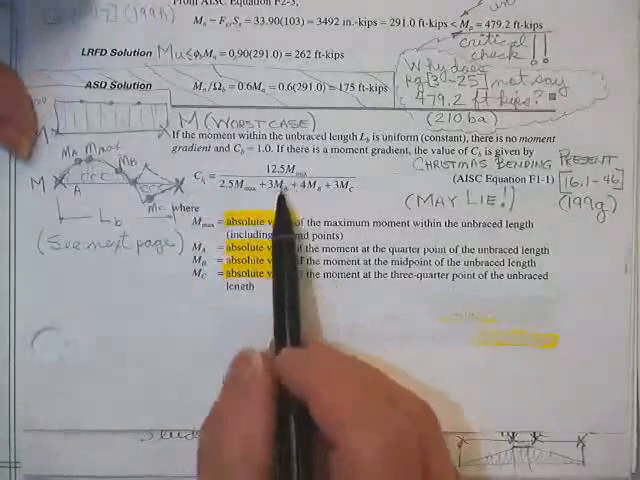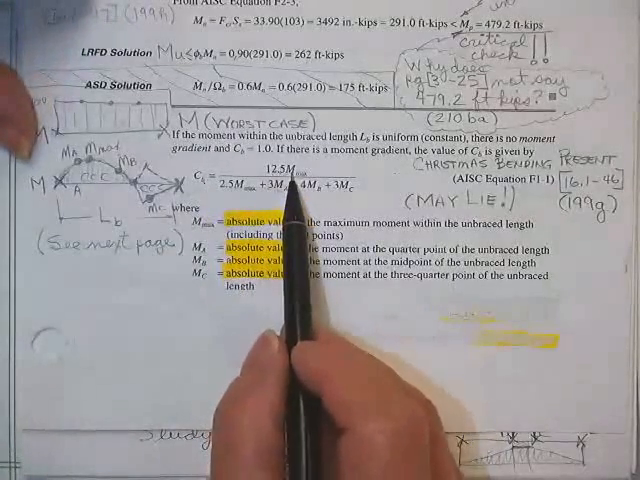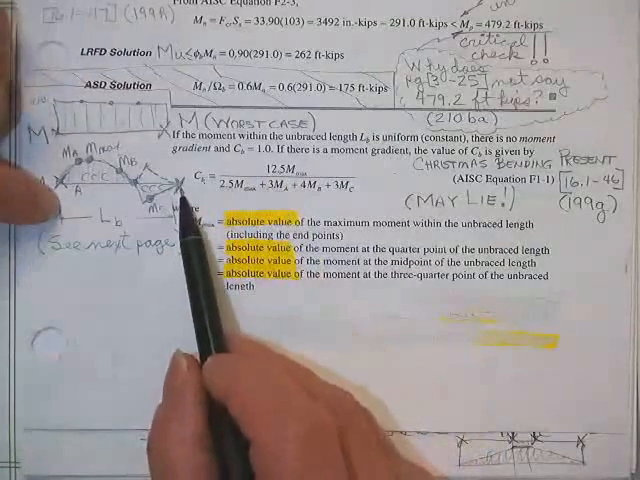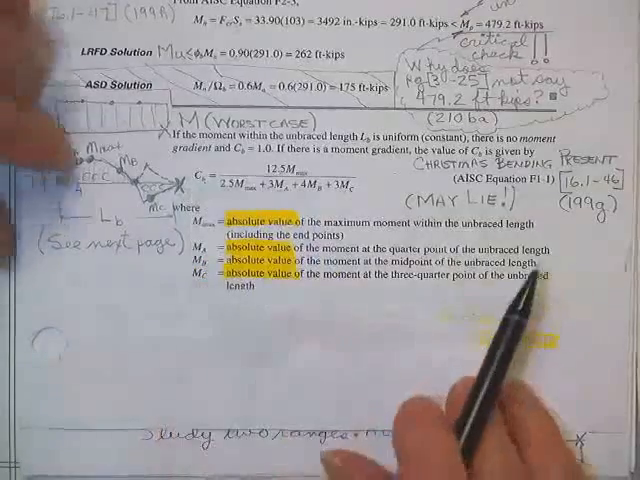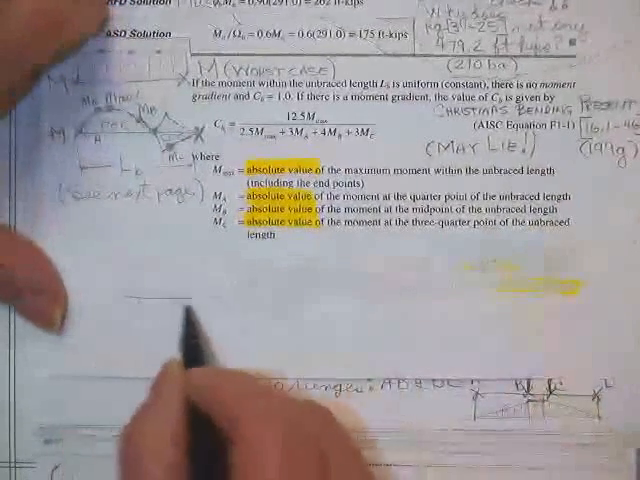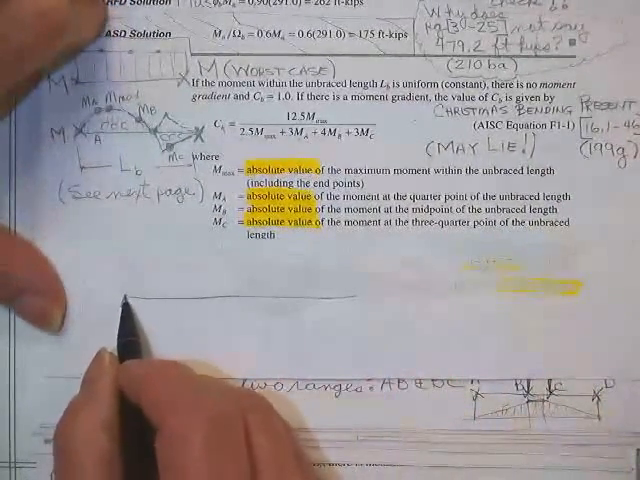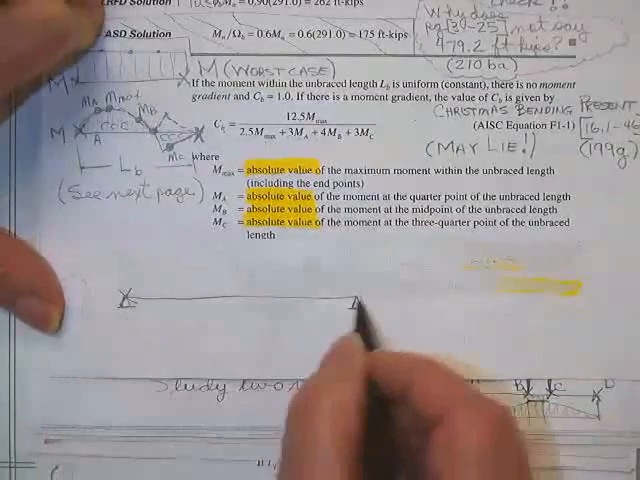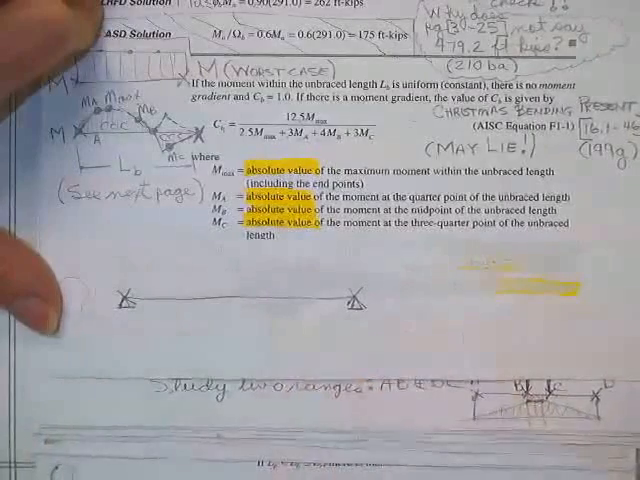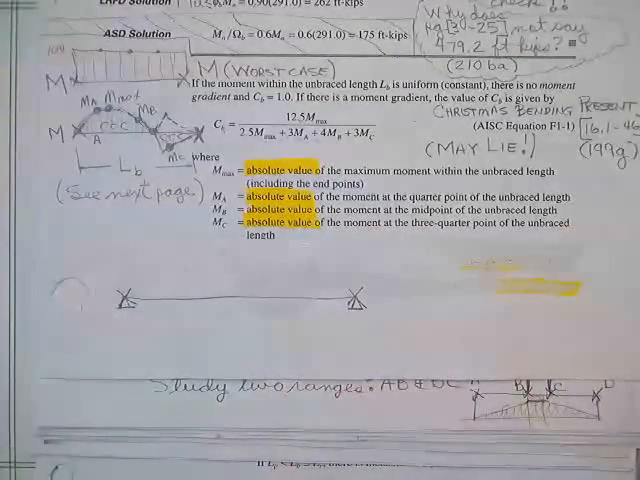That correction factor is 12.5 times the maximum moment found in your span. Your span will always be the distance between braces. So, for example, if you have a beam that looks like this, you will have braces there, whether they show it in the book or not. That's required by the specs.